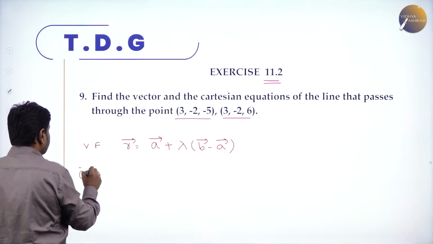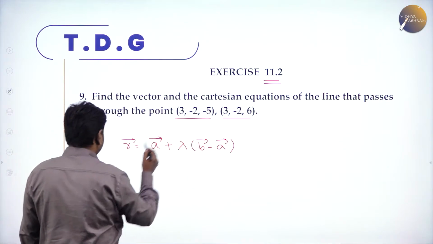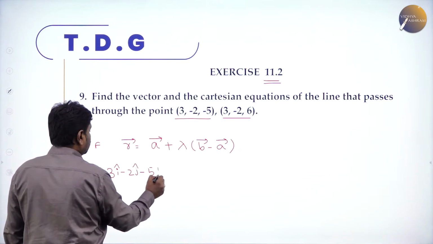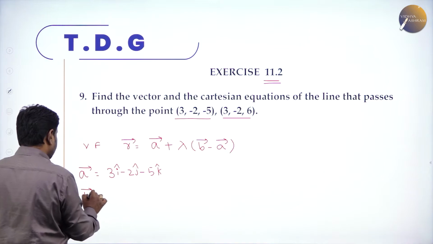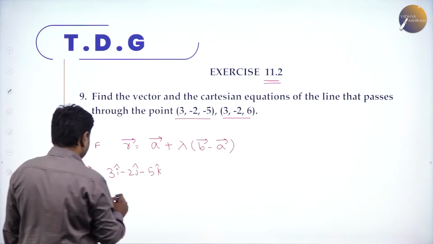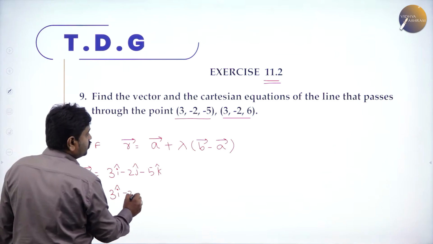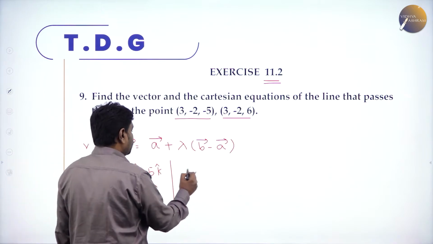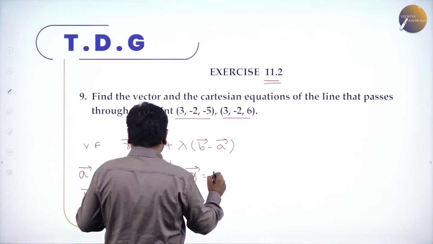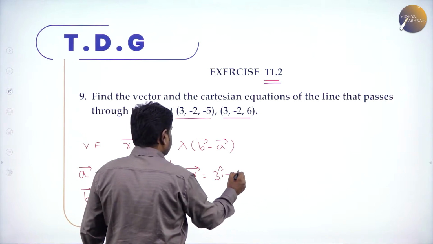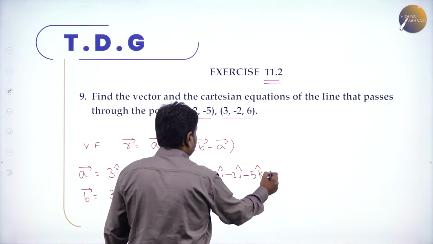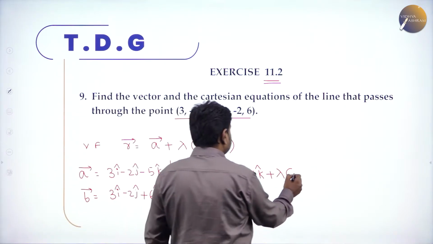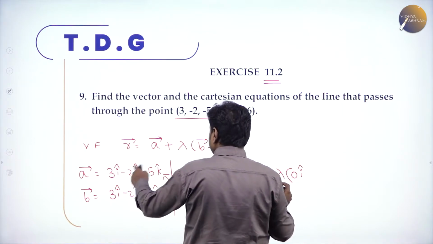Here vector A is position vector of the first point. What is the first point? 3 minus 2 minus 5. So it will become 3i cap minus 2j cap minus 5k cap. Vector B, what is vector B? Position vector of second point. What is the second point? 3 minus 2, 6. So it will be 3i cap minus 2j cap plus 6k cap. Now vector R is equal to vector A plus lambda times vector B minus A. Vector A is 3i cap minus 2j cap minus 5k cap plus lambda times vector B minus A. B minus A means subtract these two. So 3 minus 3 is 0 i cap. Then minus 2 minus 2.